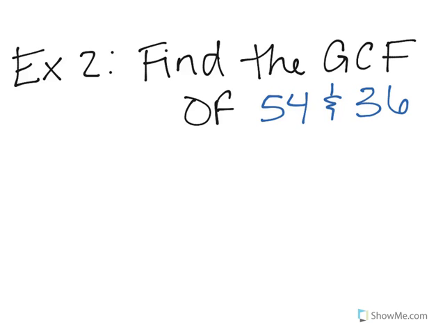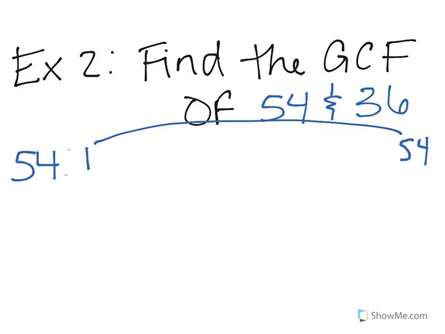My next example is finding the greatest common factor of 54 and 36. I'm going to use the exact same method I did last time. I'm going to list the factors of 54 first. I know 1 can go into 54 54 times. I'm going to connect it. All right, I know 54 is an even number, so I know 2 can go into it. And I know 2 can go into it 27 times.